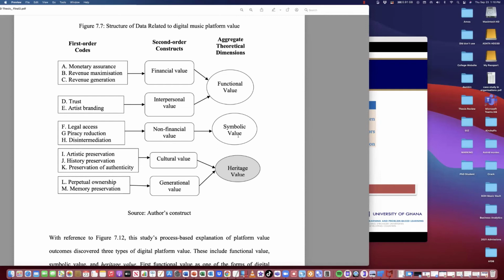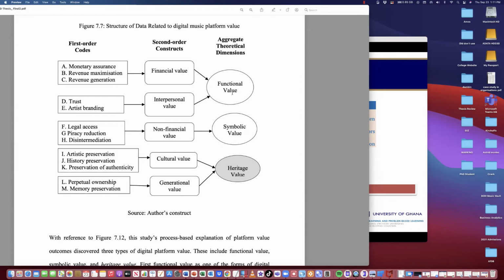So symbolic means that when you put a Gamro sticker on your cassette, it makes it look like you can't pirate it because it's Gamro. Oh, so it's a symbolic value. Okay, so that's piracy rejection. Now, the financial value plus interpersonal value become what is functional value. As an artist, what is he gaining? He gains some financial value, he gets some interpersonal value, some credibility. So he gets some functional value there.